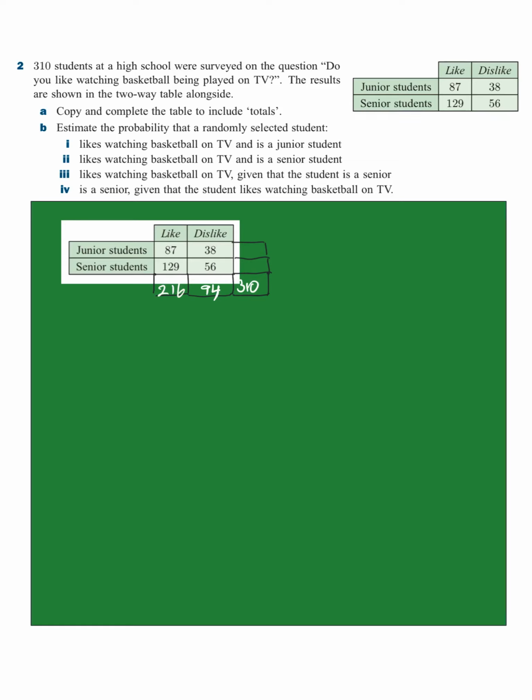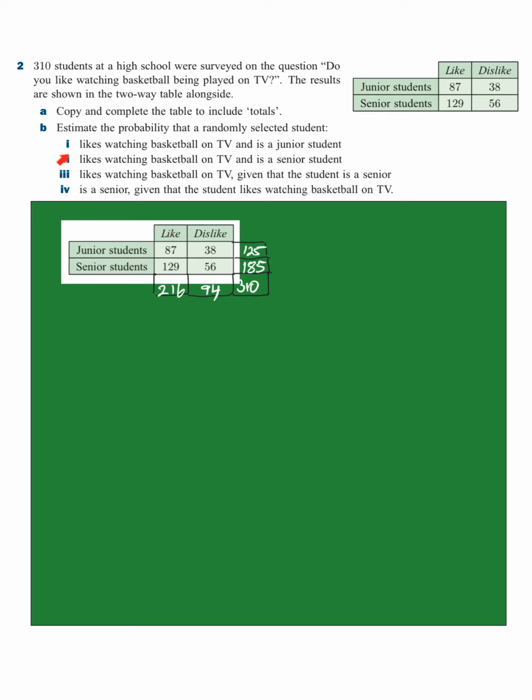And we add the other way, 87 and 38 is 125. And the next one, 129 and 56 is 185. Okay, what we need to do is to double check that. 216 and 94 is 310. That looks right. And 125, 185 is 310, and that looks okay. So those numbers look good.